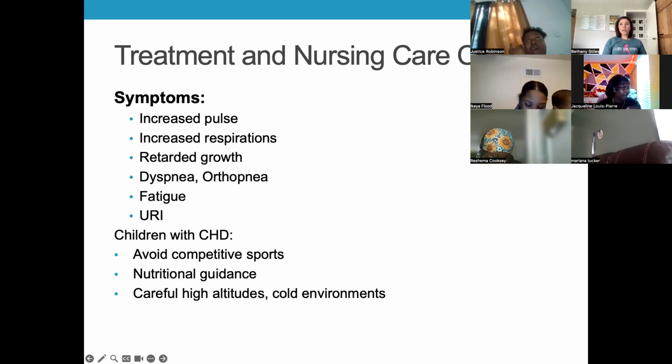So these patients require high calorie, small, frequent meals to avoid fatigue overall. Even the act of eating is going to put a lot of stress on their bodies. And then they need to pay attention if they're in high altitudes or cold environments, because that can cause increased stress on the respiratory system.